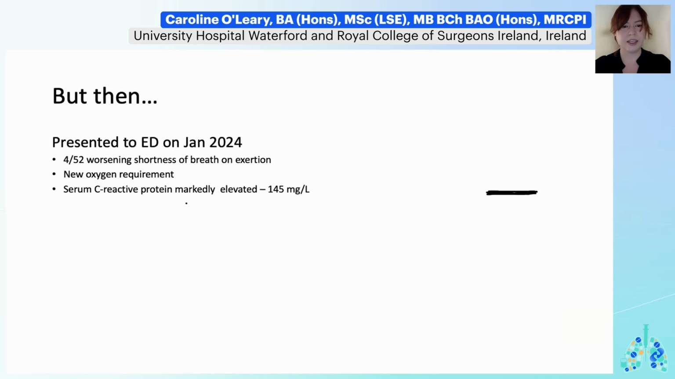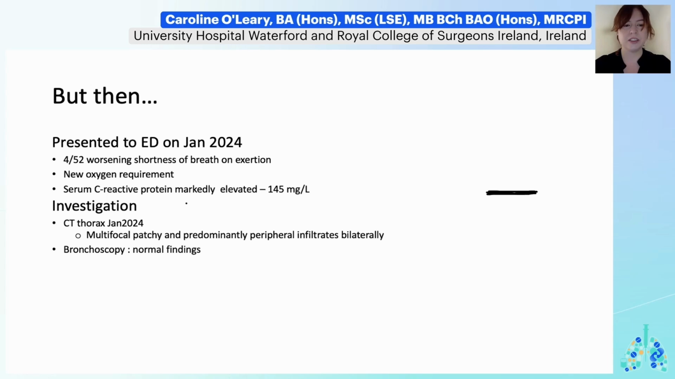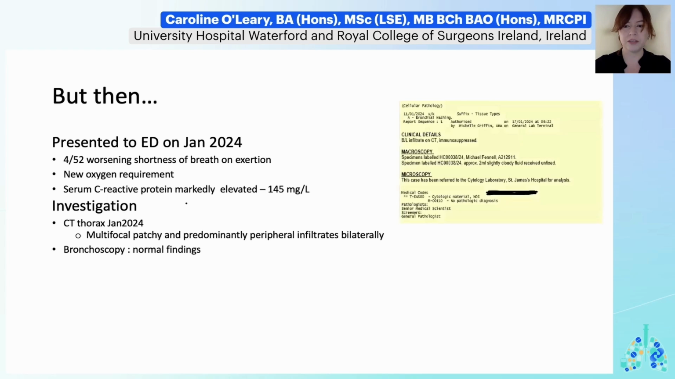So back to my case of my nice gentleman, who was doing extremely well, had an almost complete pathological response within 12 months of starting 2-weekly nivolumab. However, in January of this year, he presented to the emergency department with a 4-week history of shortness of breath on exertion and a new oxygen requirement. His CRP, C-reactive protein, was markedly elevated. On investigations, his CT thorax showed multifocal, patchy, and predominantly peripheral infiltrates bilaterally, and he underwent a bronchoscopy which showed normal findings with no infectious cause.